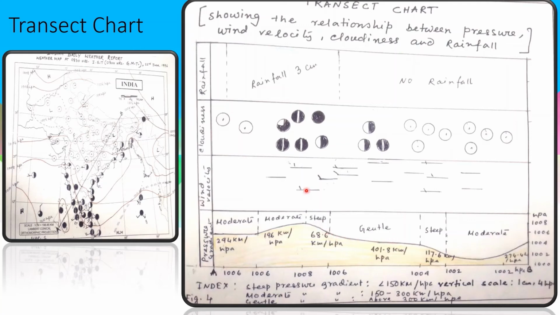It has been found that there is a strong correlation between wind velocity and pressure gradient. Steep pressure gradient is directly related to high wind velocity, while the gentle pressure gradient is responsible for low wind velocity. So wind velocity is directly related or correlated with pressure gradient. Cloudiness has been found more over the areas of steep pressure gradient with comparatively high speed wind.